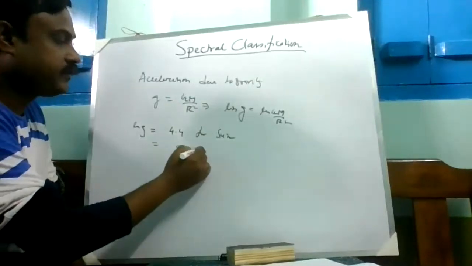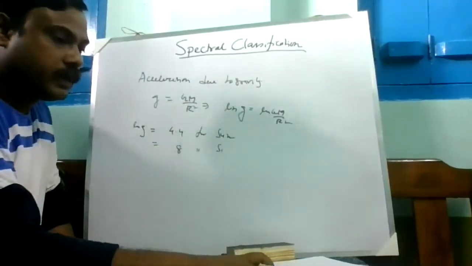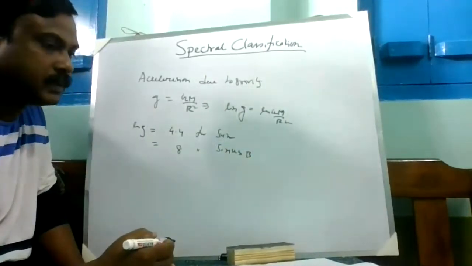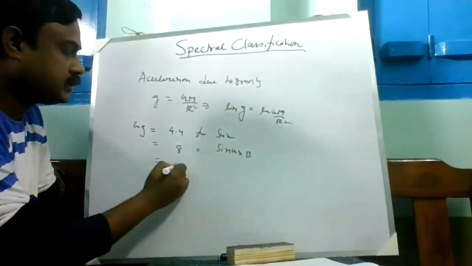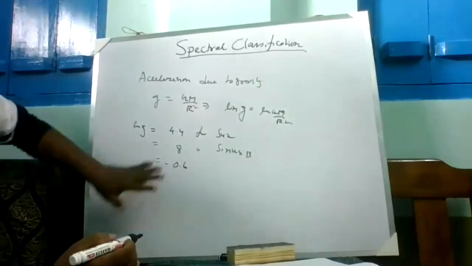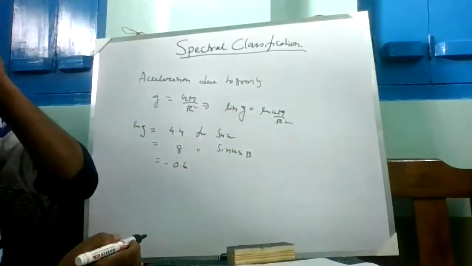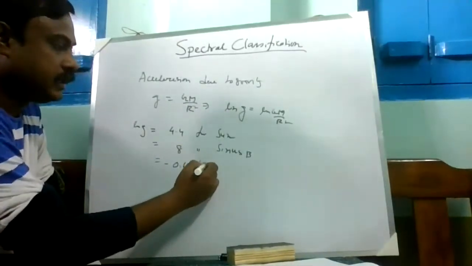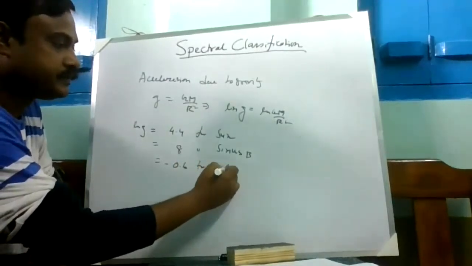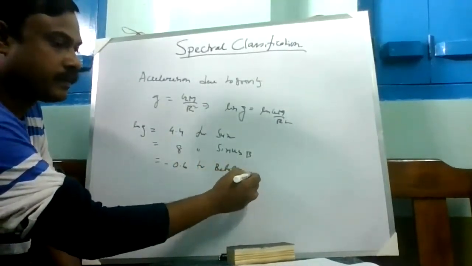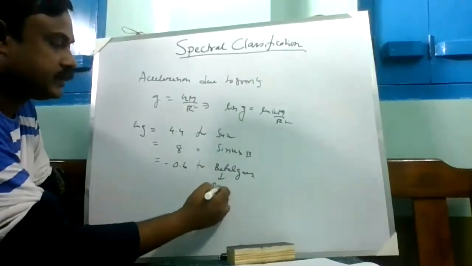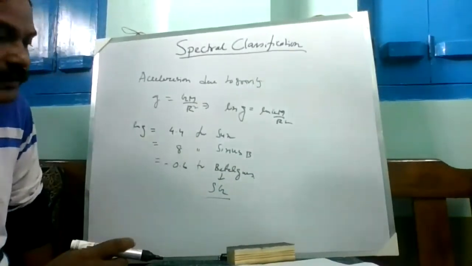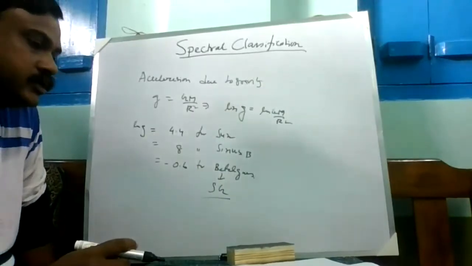This is equal to 8 for Sirius A. I mean Sirius B, not Sirius A. Sirius B, which is a white dwarf. And this value is minus 0.6. Minus 0.6 indicates that this value is less than 1. So it is a subgiant. Any value less than 0 is called subgiant. So Sirius B is a subgiant.